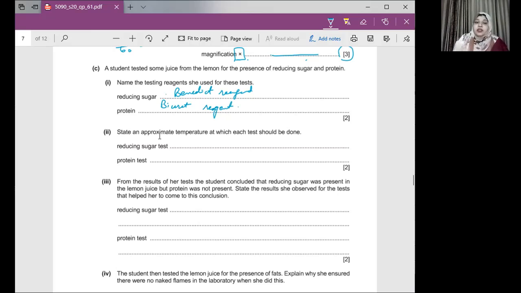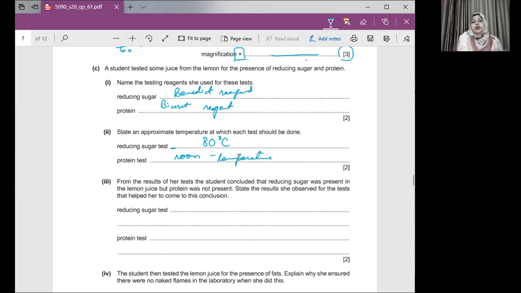State a suitable temperature at which each test tube should be done. Reducing sugar test, for the reducing sugar test, we need a water bath, and mostly we perform this experiment at 80 degrees Celsius. Protein test should be done easily without heating. It is room temperature.